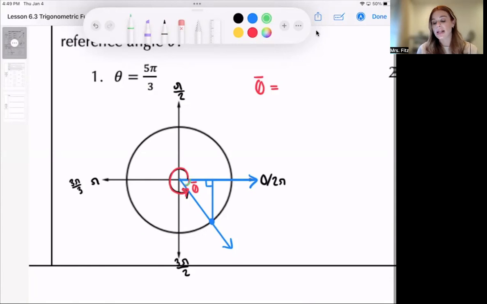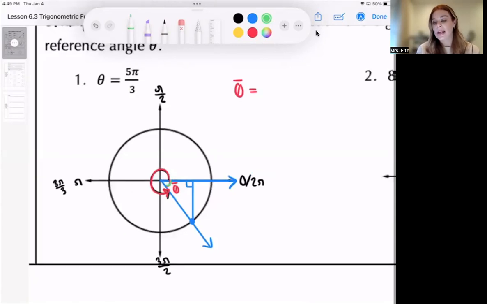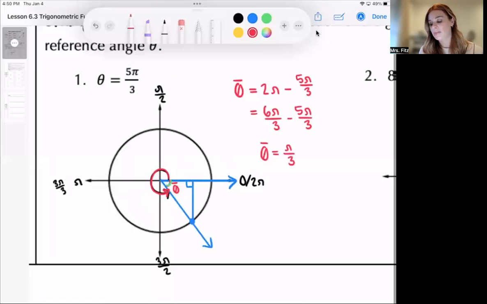So what I can do to calculate that reference angle is I can take 2 pi and I can subtract off 5 pi over 3. Okay, so then we need a common denominator. I'm going to multiply 2 pi by 3 over 3, which is 6 pi over 3 minus 5 pi over 3. So our reference angle is pi over 3. Okay.